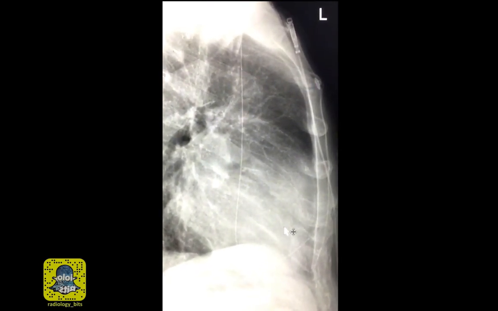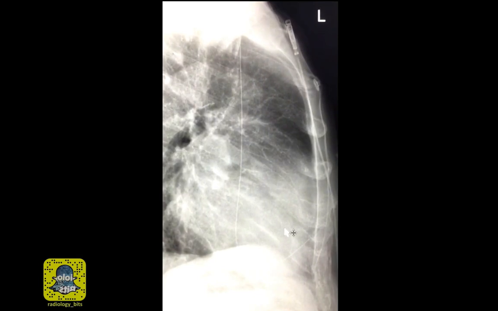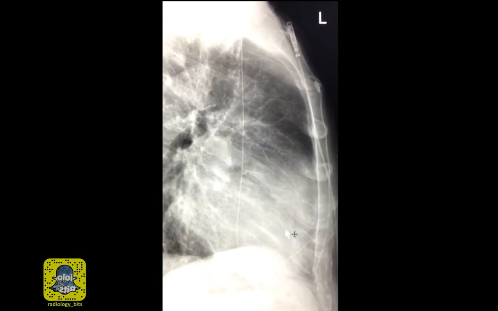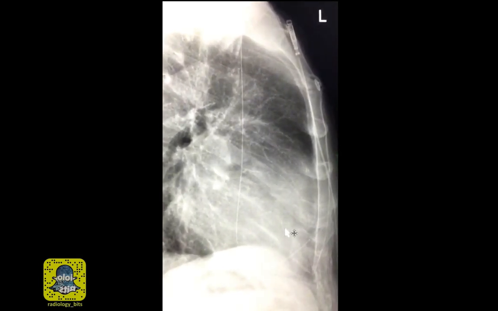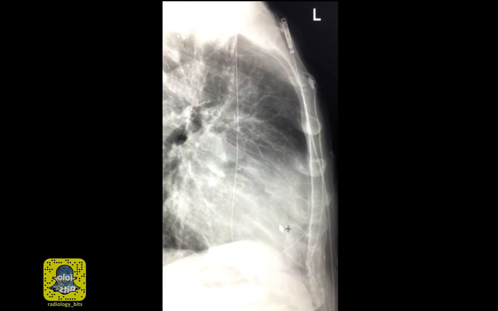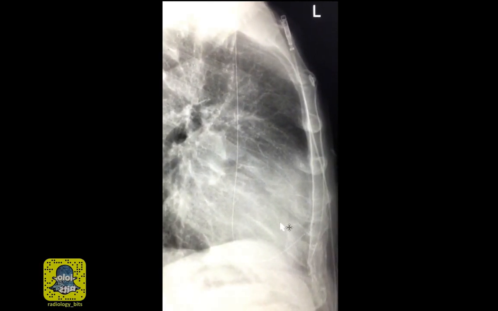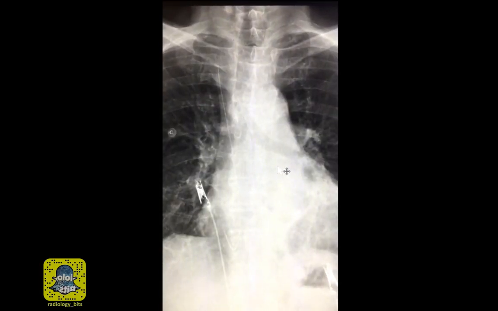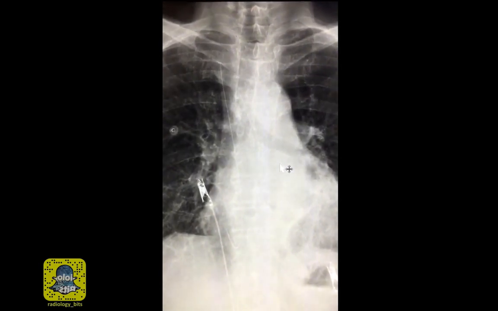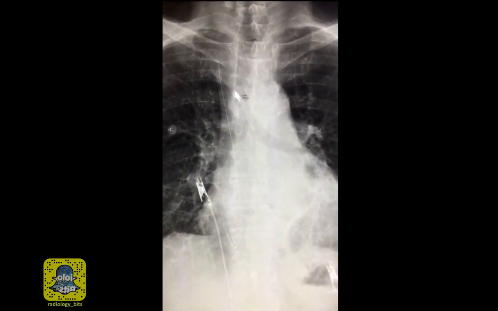Now, remember, if you see a structure that appears to be inside the chest on frontal and on lateral projections, it is inside. Looking at both projections is an easy way to confirm the location of any abnormality that you see on a chest X-ray. Since this is now inside the chest, let's try to explain the course.